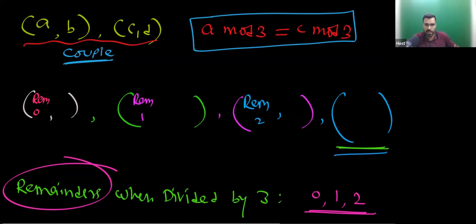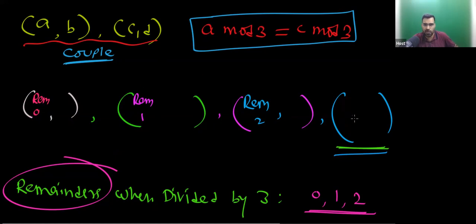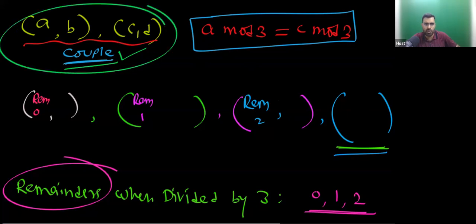Now, whatever ordered pair I give, either this will be remainder 0, and then these two will be the couple, or remainder 1, then these two will be the couple, or remainder 2, then these two will be the couple. But can I guarantee with 4 ordered pairs that I will find this type of couple? Okay, that's your answer. I hope this point is clear. Whatever you take here, whatever you do, you will get this type of couple.